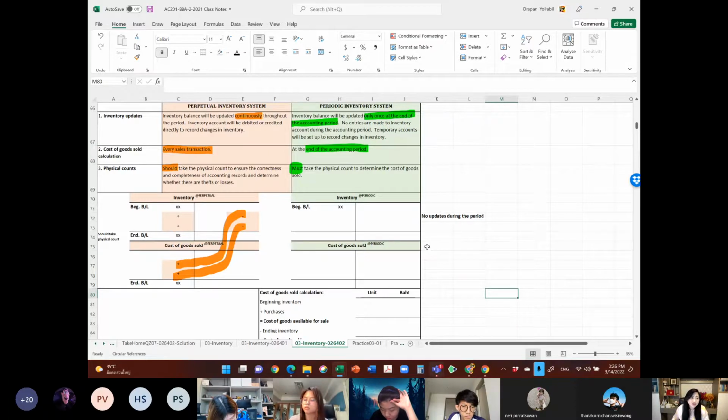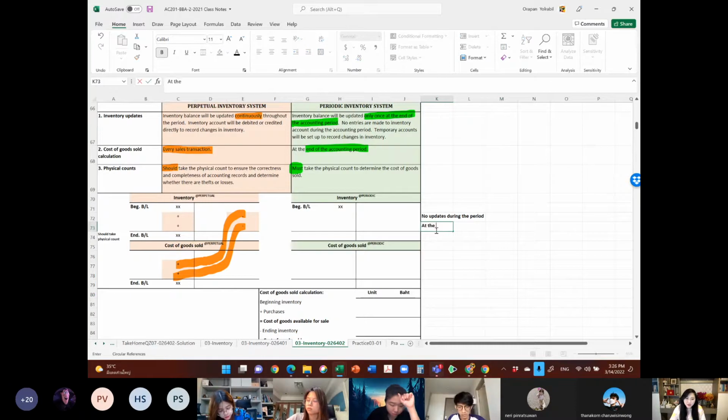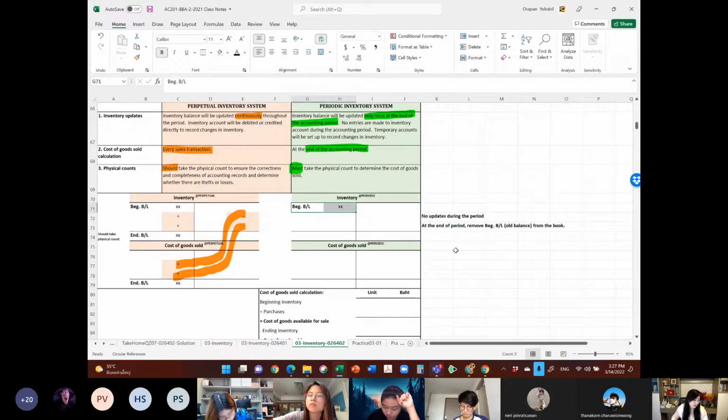Now, what do you need to do at the end? At the end of the period, you have to remove the beginning balance, let's say the old balance, same thing, from the book. So let me ask you, if I want to remove this old balance from the book, how should I do it? Should I record a debit to it to remove, or should I record a credit to it to remove? How can I remove the old balance from the book?